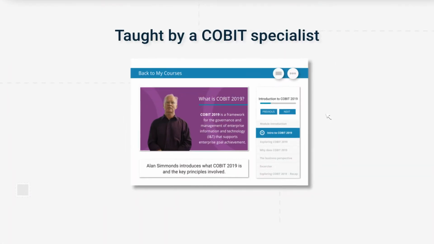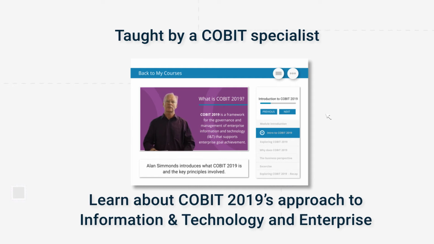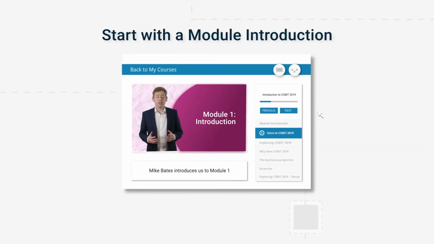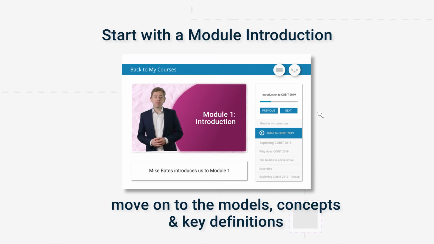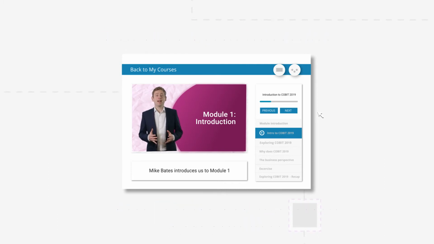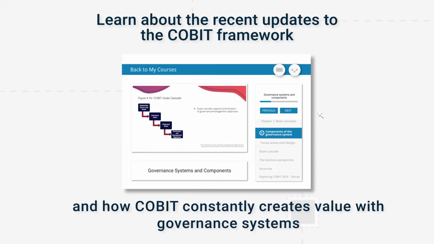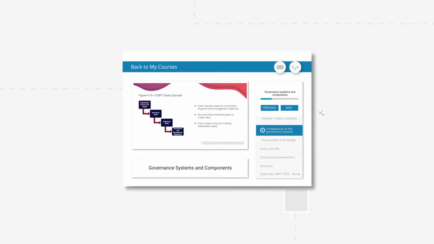Taught by fully certified specialists, this course will teach you all about COBIT 2019's approach to information and technology and enterprise governance. Following an introduction, you'll move on to the models, concepts, and key definitions that define the world-renowned framework. You'll also learn about the recent updates to the COBIT framework and what makes COBIT 2019 so well suited to minimizing risks, maximizing resources, and constantly creating value with expertly designed governance systems.